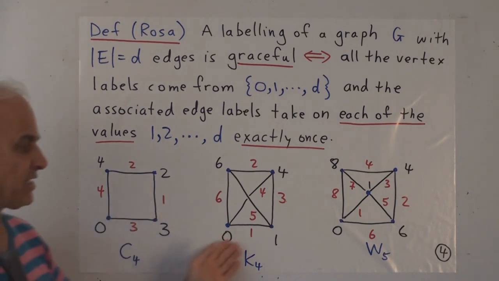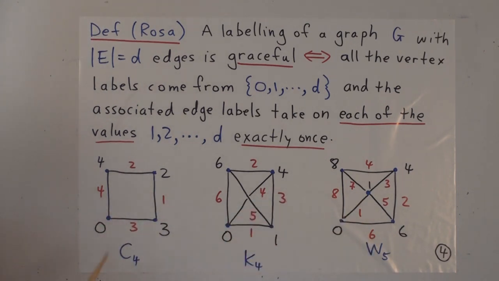So here are some examples of graceful labelings. This graph here is sometimes called a cycle for obvious reasons. It's a cycle with 4 vertices. And here's a labeling of the vertices: 0, 3, 2, 4. And that's using the numbers from 0 up to 4. Why 4? Because there are 4 edges. And when we compute the edge labels, we get these numbers 1, 2, 3, and 4. We get all the numbers from 1 to 4 exactly once.